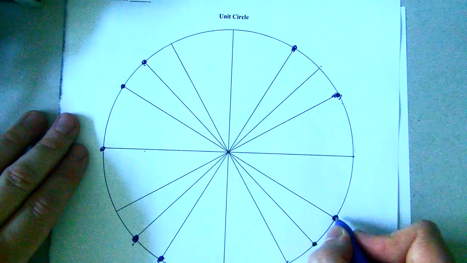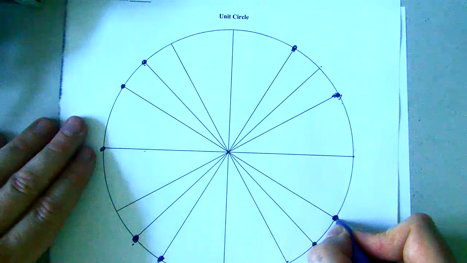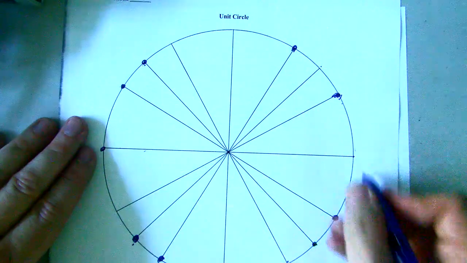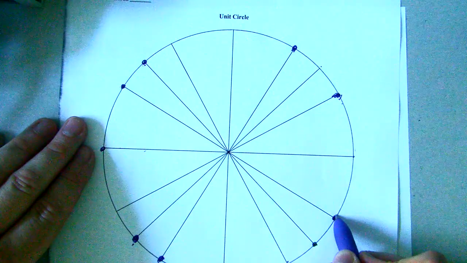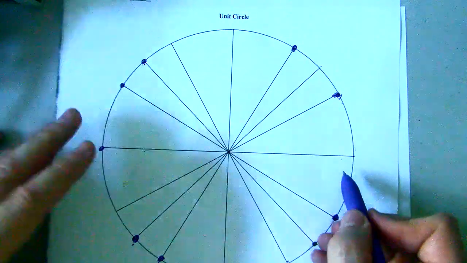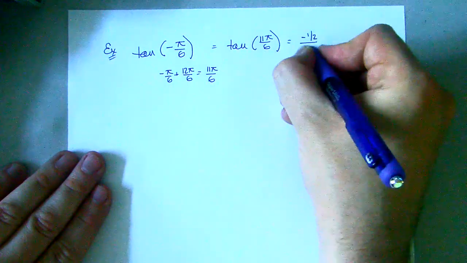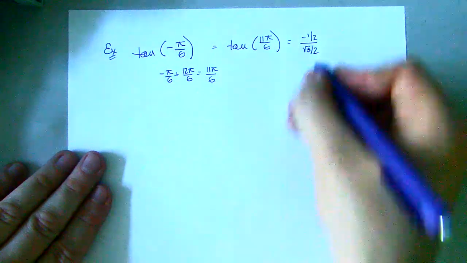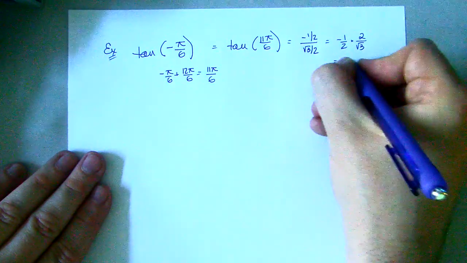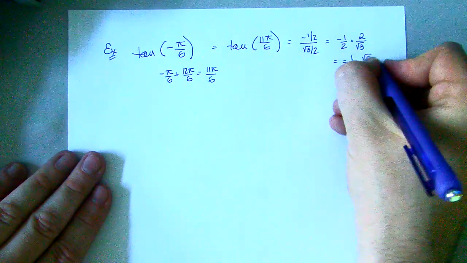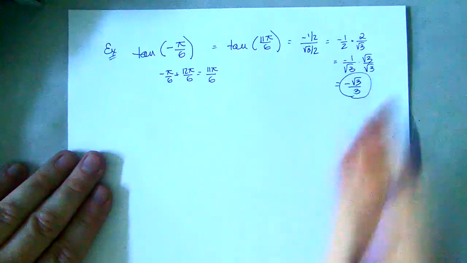Or if you don't like that, we can do that coterminal work, and we've already turned it into 11 pi over 6. Either way, I want my sine and I want my cosine. My sine of 11 pi over 6, or negative pi over 6, looks like my y-coordinate, negative 1/2. My cosine is my x-coordinate, root 3 over 2. This is going to be negative 1/2 over root 3 over 2. I'll do my simplifying. This is negative 1/2 times 2 over root 3. That's negative 1 over root 3. I'll rationalize. Why not? Negative root 3 over 3.